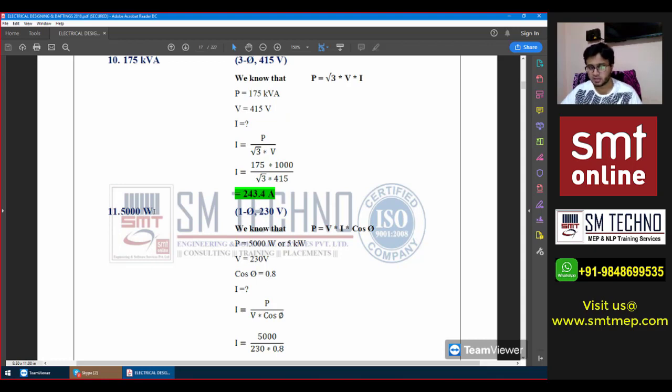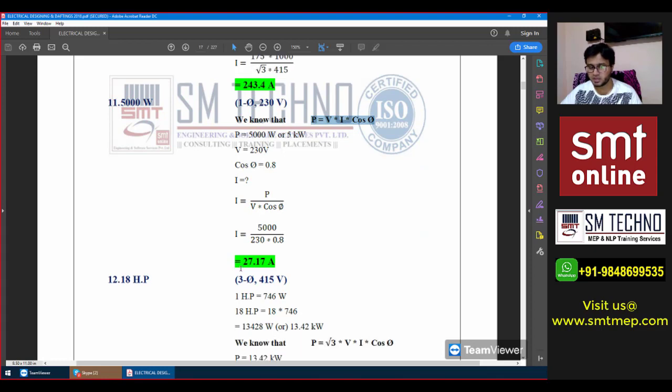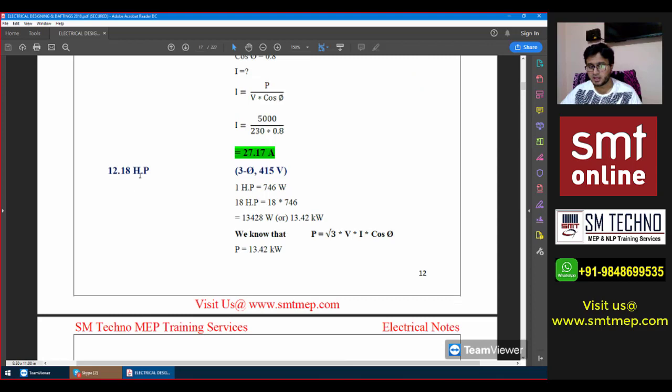Again 5000 watts. I repeat again, this is 5000 watts, nothing but 5 kilowatt. What is the rule we are having? Till 5 kilowatt it is single phase. Even if it is crossing, if you are getting 5001 also, go for the 3-phase system directly. So P equal to VI cos phi is the formula. P is 5000, V is 230, cos phi 0.8. We are getting 27.17 ampere. This much current is required.